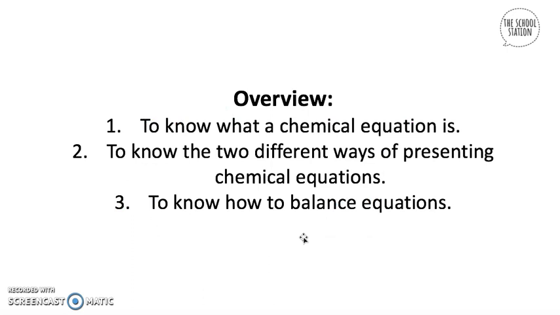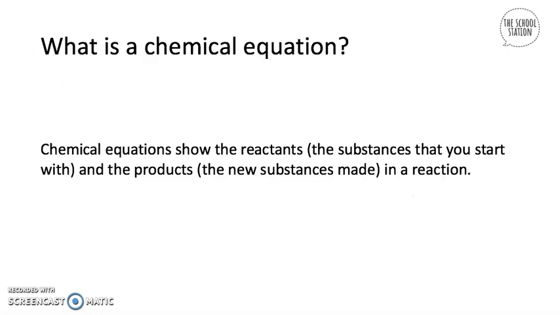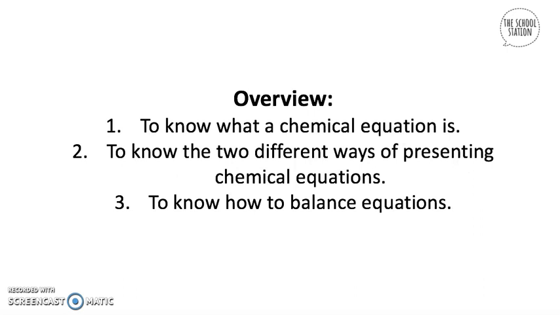What we have learned today in this video is about what a chemical equation is. A chemical equation, as we have seen, is a representation of showing the reactants and the products in a reaction. We also have learned the 2 different ways of presenting chemical equations, which is through a word equation and a symbol equation. And last of all, we also have learned an overview about how to balance equations. We write down the list of how much we have of each substance, and then we do trial and error until we are able to balance equations.